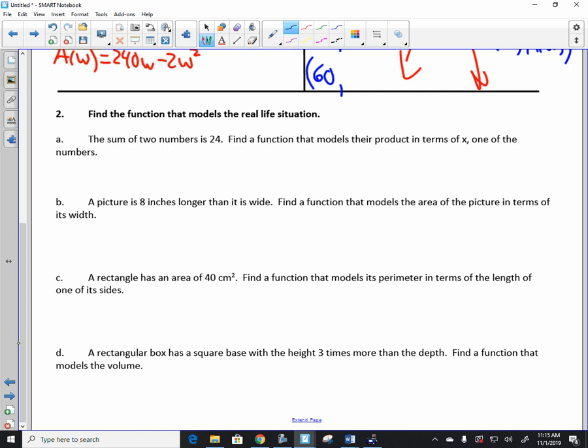Sum of 2 numbers is 24. Find a function that models their product in terms of x, one of the numbers. Can you give me an equation where the sum of 2 numbers is 24? X plus y is 24.